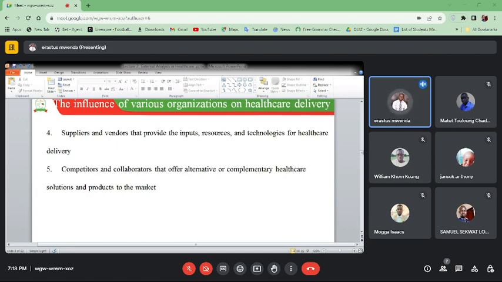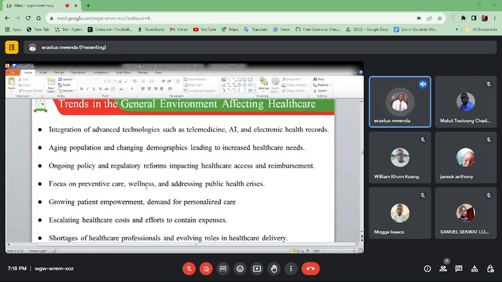In the general environment that is affecting healthcare, there are trends, emerging issues that are around healthcare, and these issues are related to the environment. Number one, for example, is integration of advanced technologies such as telemedicine, artificial intelligence, and electronic records. That is the changing world in terms of technology now. Telemedicine is now allowing us to do consultations from whatever part of the world that we are in. We just need to connect with consultants virtually for this particular service.